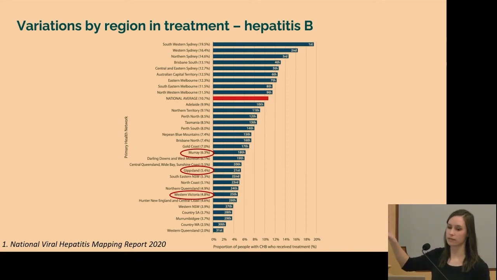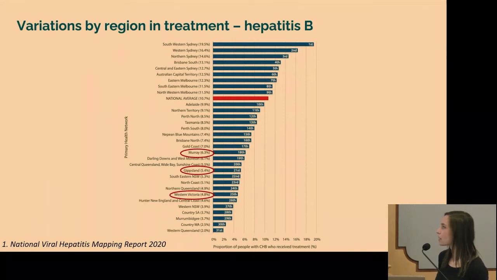And I've highlighted the Victorian PHNs, the regional PHNs, but as you can see, it's very much most regional areas in Victoria. Most regional areas across Australia have below average treatment uptake. That's just the pattern that we see.